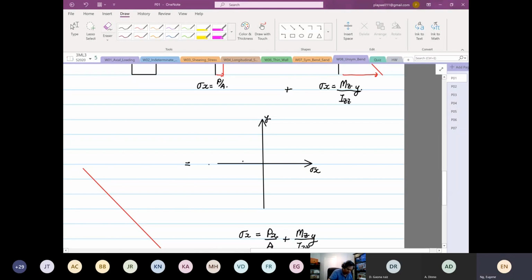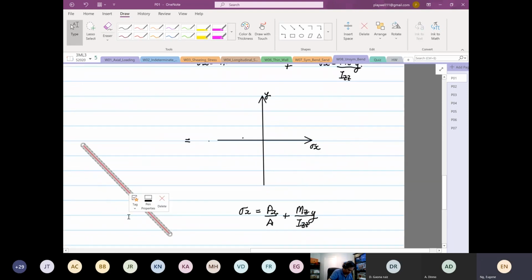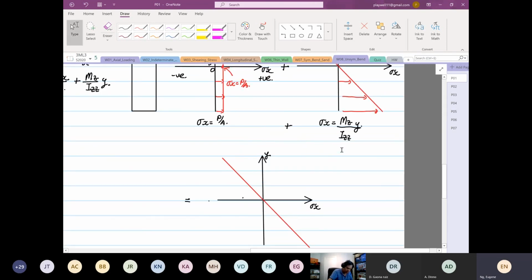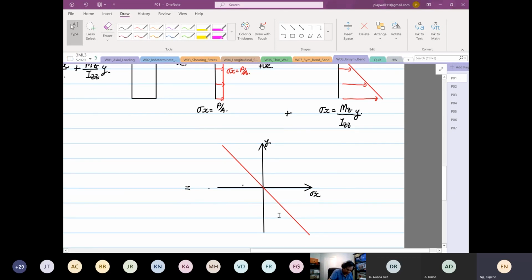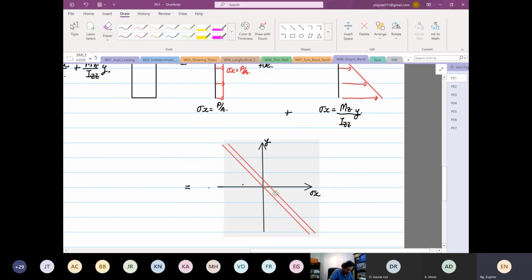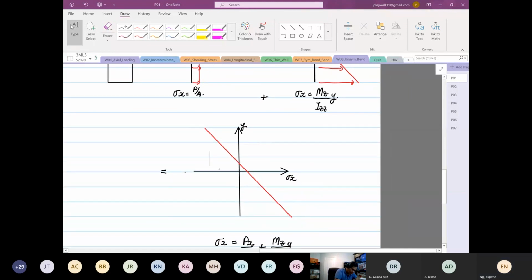What is going to happen? If you add both of them, the slope is still the same. So originally, due to bending, it looks like this. When you add both of them, it's been pushed this way. So now, this is still our 0.